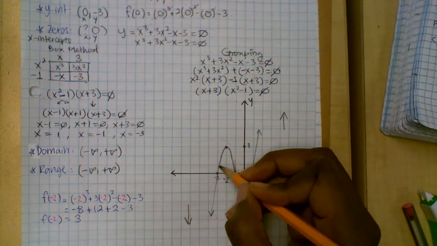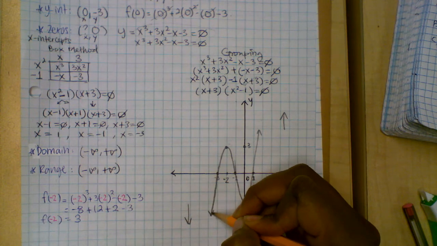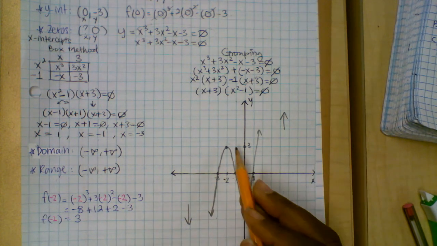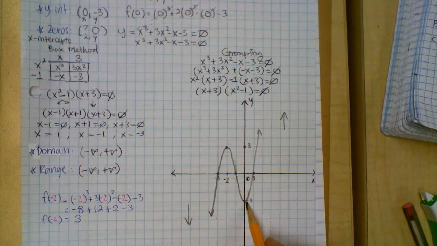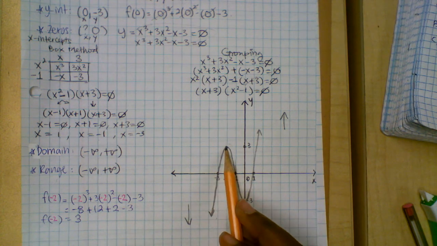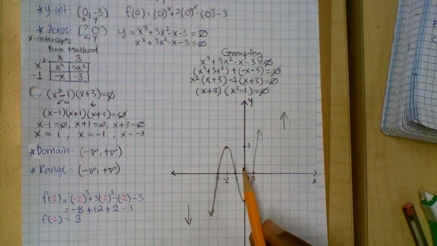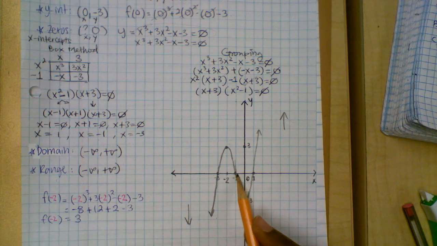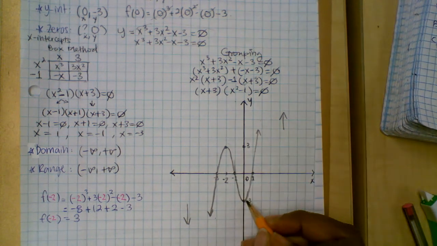So now, what I want you to remember here is that the relative extrema always occur between the zeros, or the x-intercepts, okay? So you have one relative extrema between those two x-intercepts, which is negative 2 comma 3. The other relative extrema is between negative 1 and positive 1, and it is 0 comma 3, 0 comma negative 3, sorry.